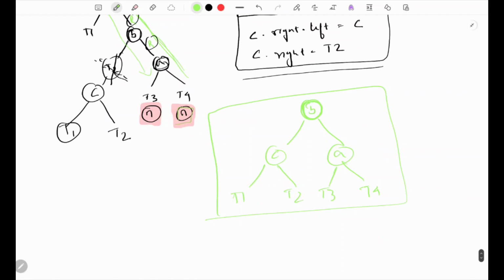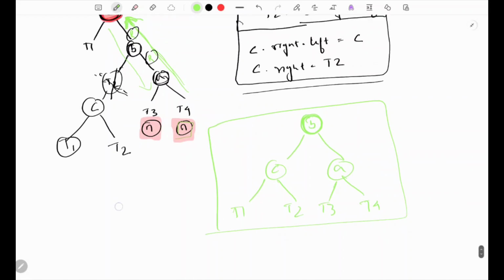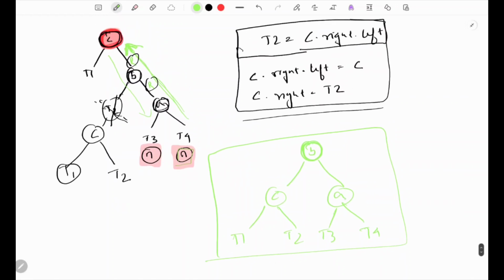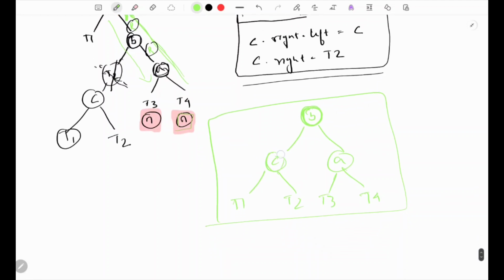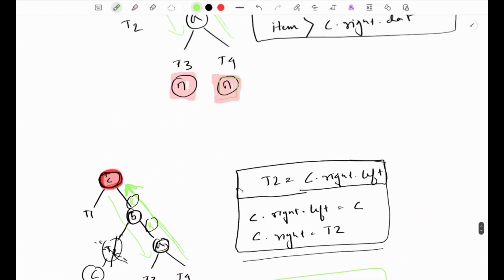Also, one thing we have to do is find the height of C and B again. For the height of C, it will be the maximum of the height of the left subtree and right subtree, and for B it will be the maximum of the height of the left subtree and right subtree. After this rotation, we have to recalculate the height of C and B. So this is how to handle the RR case.